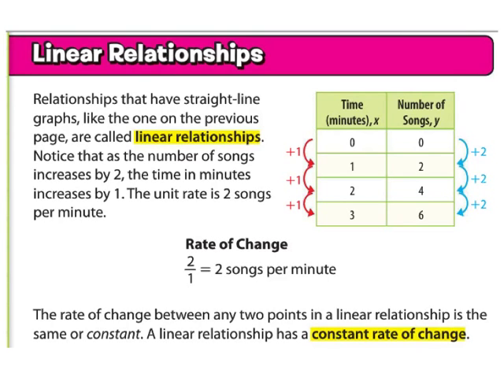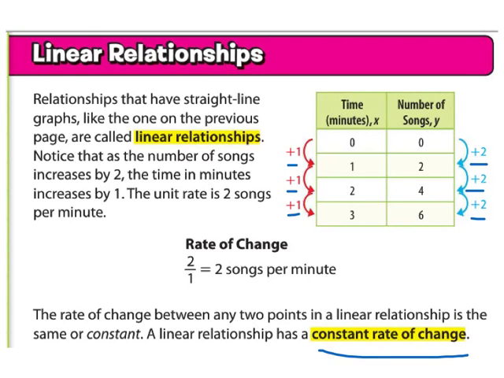So if we look at this right here, this increases by 2 every single time, and this increases by 1 every single time. So it's going to have a constant rate of change because it's increasing by 2's every single time on the right side and 1's every single time on the left side.